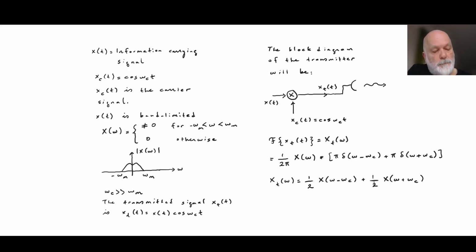Therefore, we have this result. Now, why do we perform this multiplication in time domain, or equivalently, the frequency shift operation in frequency domain? Because we want to transmit the signal, and in order to transmit the signal, we need an antenna.